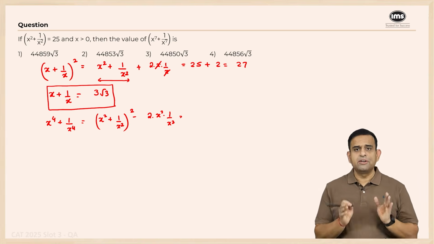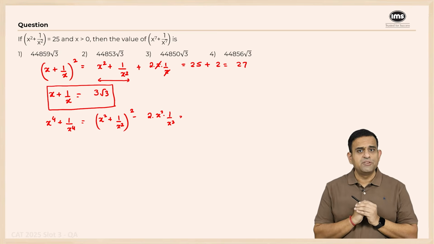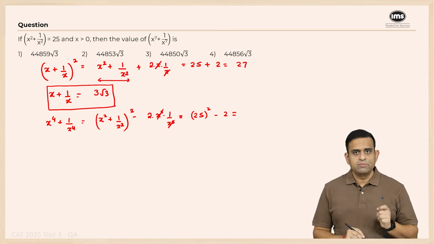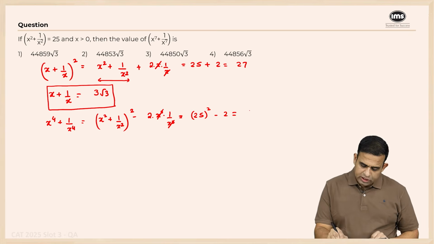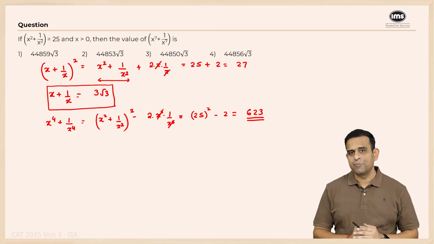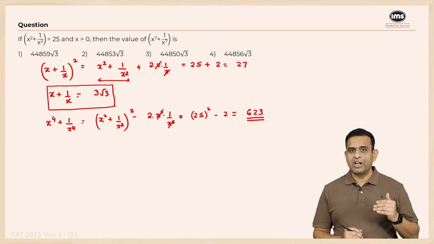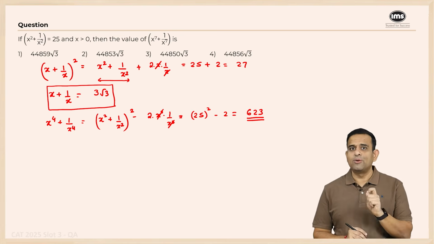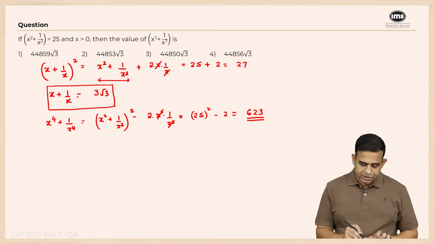And since I know that the term x square plus 1 upon x square is given to you as 25, this will become 25 square minus 2. This becomes 625 minus 2, giving you 623. So we got the value of x power 4 plus 1 upon x power 4. Now as I told you, x power 4 when multiplied by x cube will give you x power 7. So let's find out the value of x cube plus 1 upon x cube.